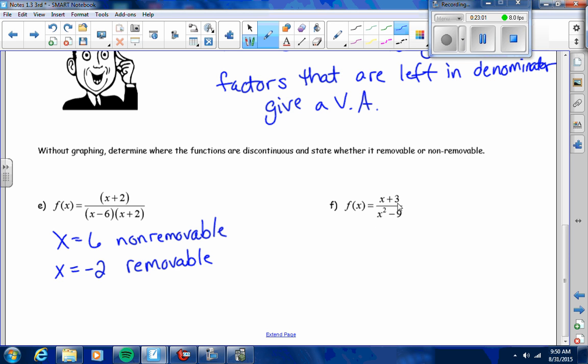Let's look at f. f of x equals x plus 3 divided by x squared minus 9. Let me go with Dwayne. Do we have one? At x equals negative 3, we have a removable discontinuity because it's a hole. Correct. Good job. And let me go with Lily.